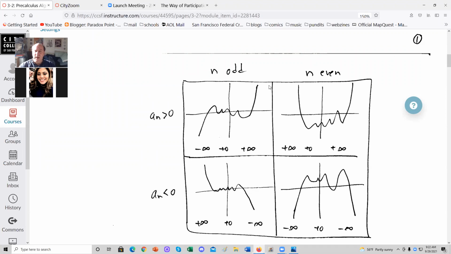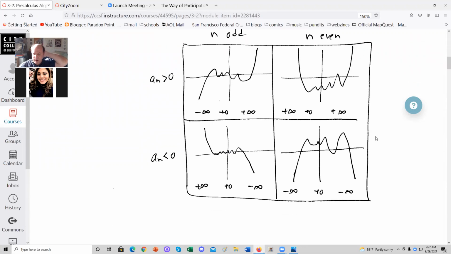If n is even and a_n is positive, then it goes from positive infinity back to positive infinity with some wiggles in between. And if n is even and a_n is negative, then it goes from negative infinity to negative infinity with wiggles in between.